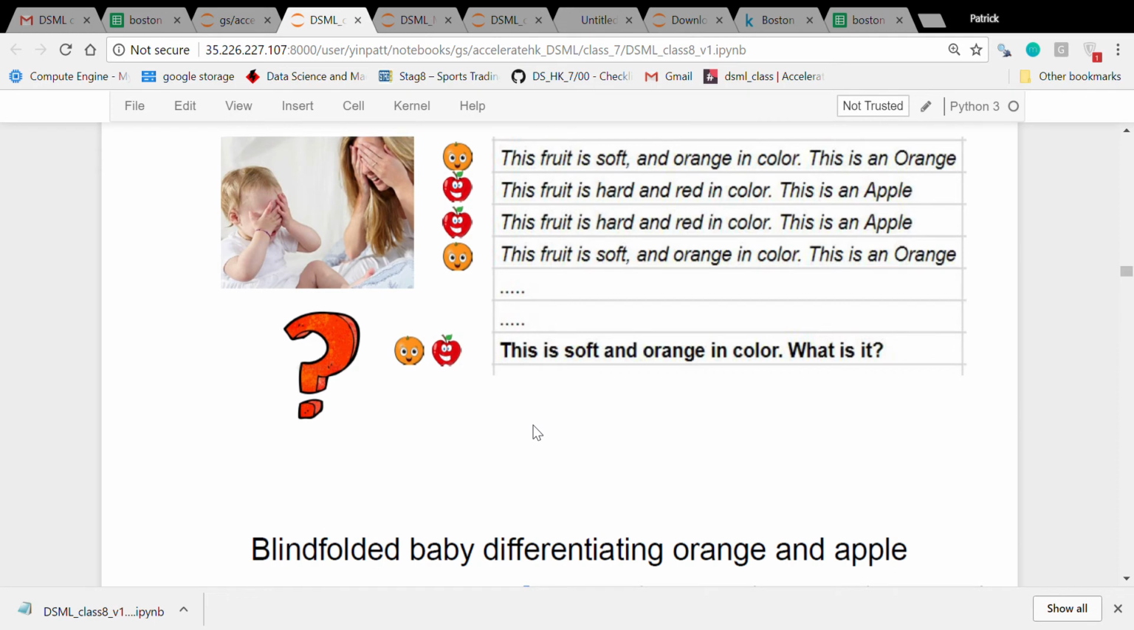And finally, how I do the prediction is I give the baby one of the fruit and say, okay, it's red and it is hard. What is it? Is it an apple or an orange? Okay, this is so-called supervised learning.